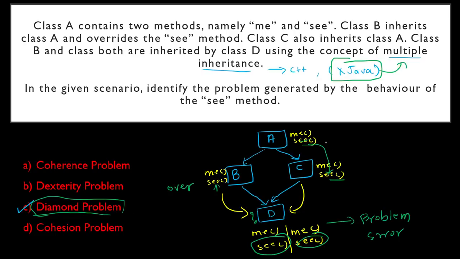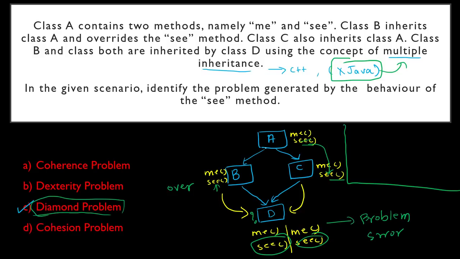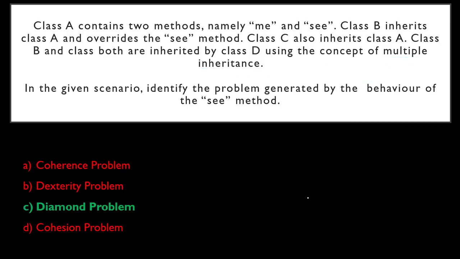To solve this problem in C++, they created one method. I'll just introduce it; I won't explain how and why it works. They created a concept called virtual inheritance. So what do you do in this virtual inheritance? I'll tell you here. So the answer is the diamond problem.